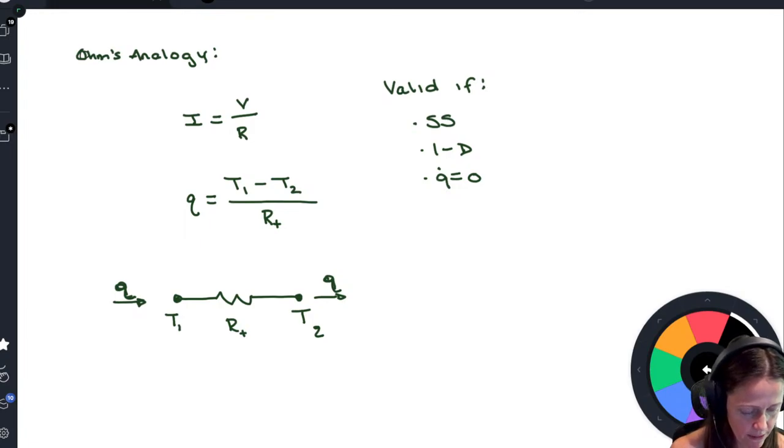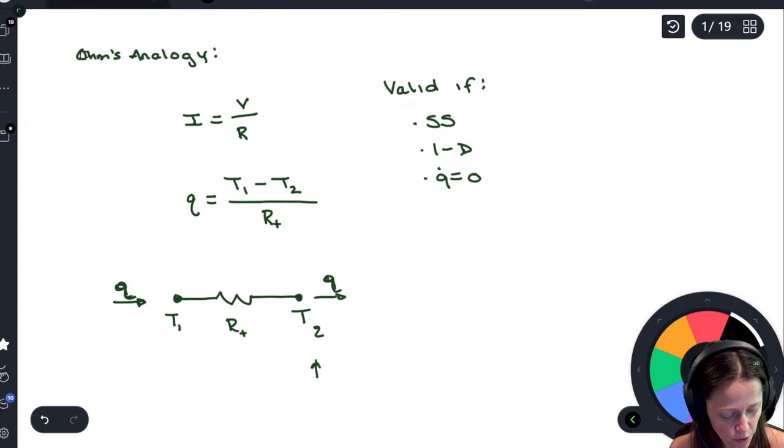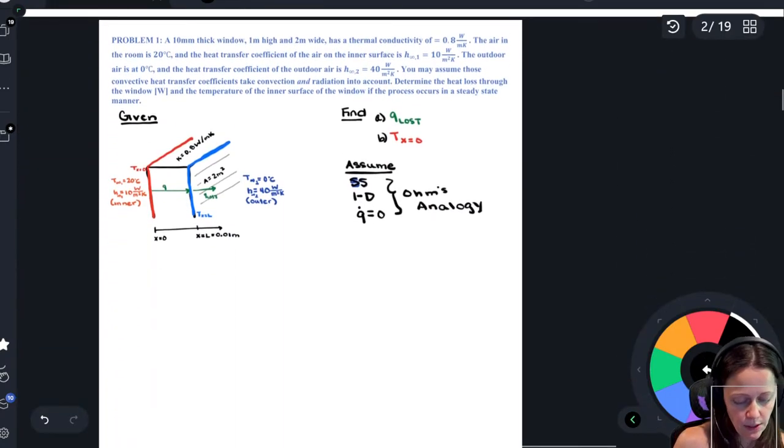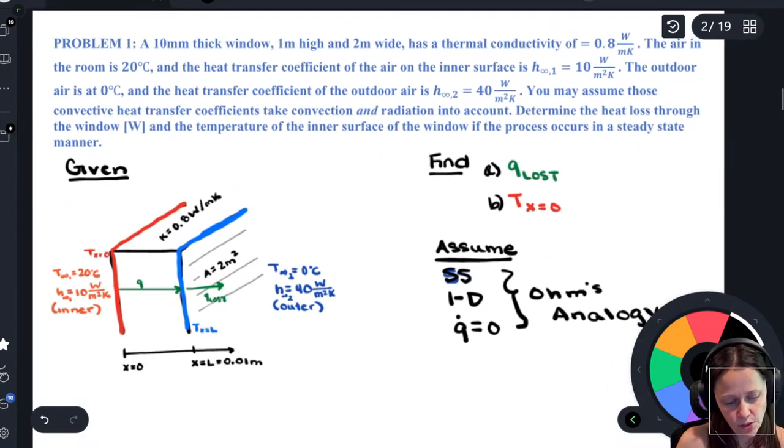Lost my train of thought. Oh, so Ohm's analogy is kind of limited in what it can tell you. It can tell you the temperature at discrete points. But if you need to know a temperature distribution, for instance, then you're going to need to start with that heat diffusion equation and integrate and get T as a function of X, or R if you're in cylindrical coordinates. Okay. So let's go ahead and start on problem one.